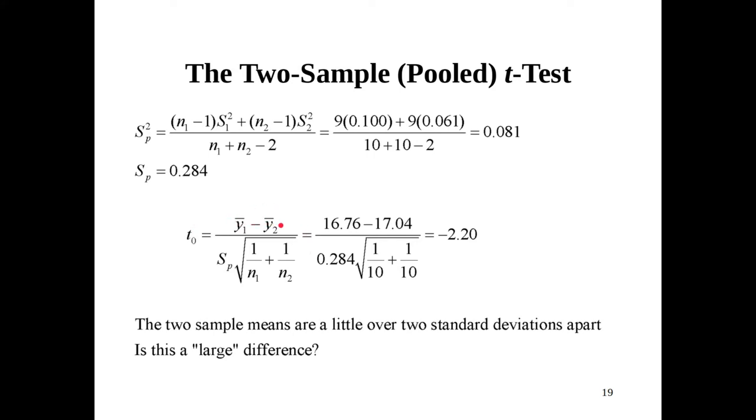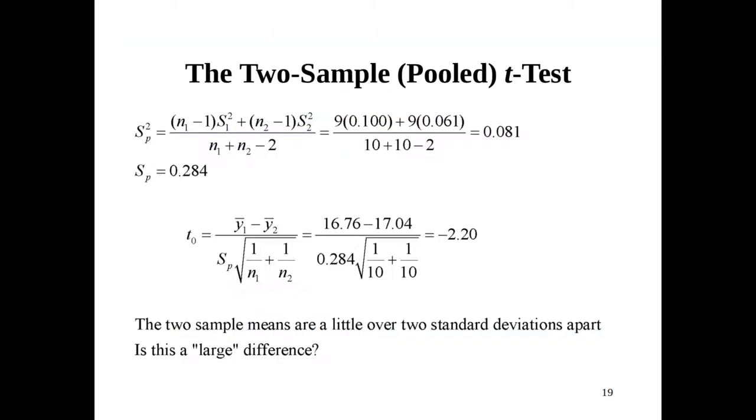We know y1 bar, y2 bar. We know sp now, we just calculated. We know the sample size n1 and n2, and that will give us the t0 value of minus 2.2. Now that means the two sample means are a little over two standard deviations apart, right? Now the question is, is this a large difference? Based on this value, can we reject the null hypothesis?